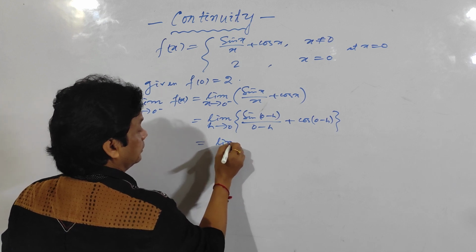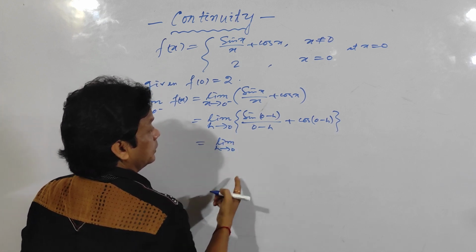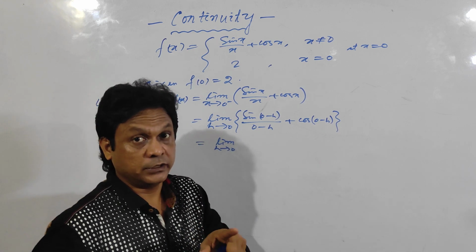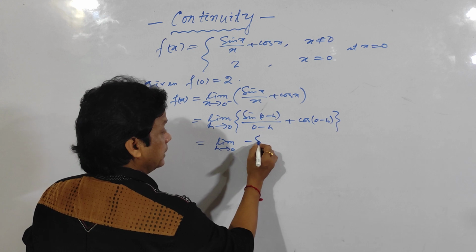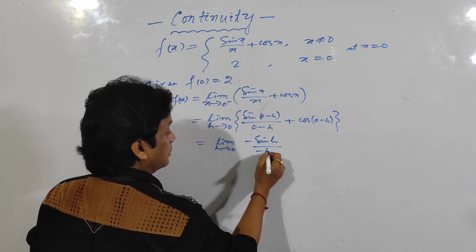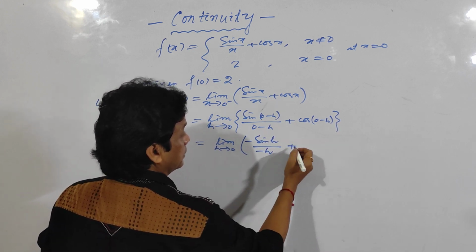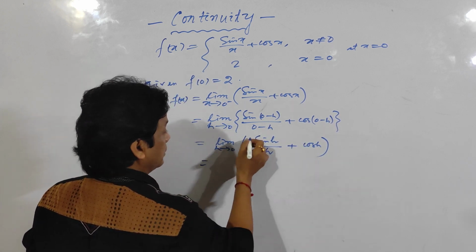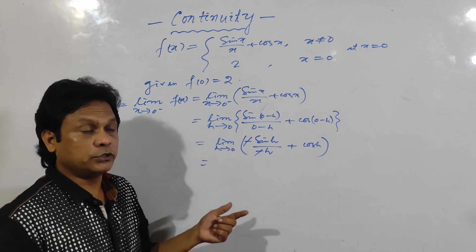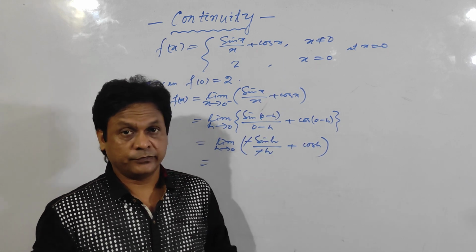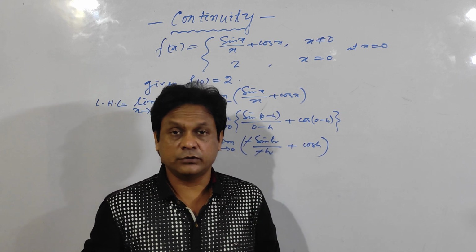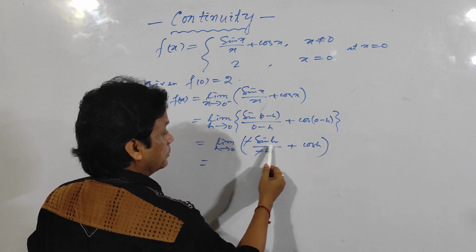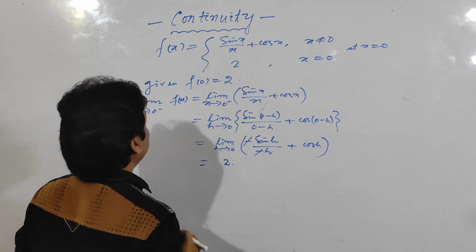So this is equal to limit h tends to 0. This one is sin of minus h by minus h, and sin of minus theta is minus sin theta. Clear? So sin of minus h is minus sin h divided by minus h, and plus cos of minus theta is cos theta, so it will become cos h. So minus minus cancel out, and already it is known to you sin theta by theta, limit theta tends to 0, it is 1. So this will become 1. And cos 0 is 1. So 1 plus 1 is equal to 2. So left hand limit is equal to 2.